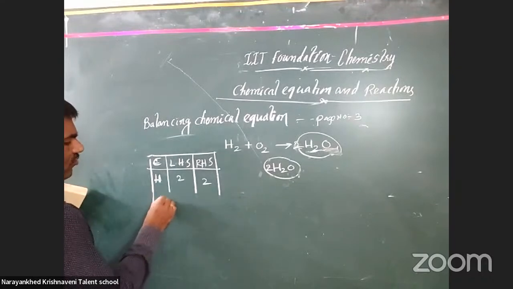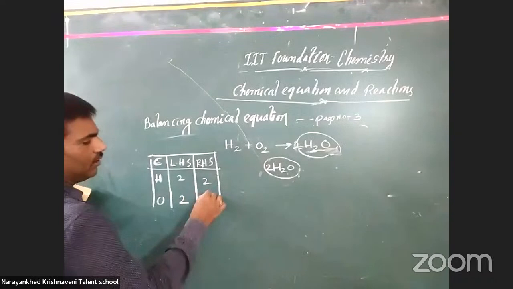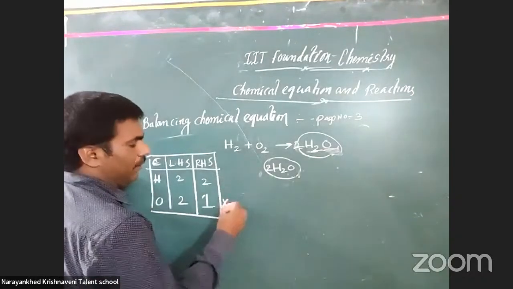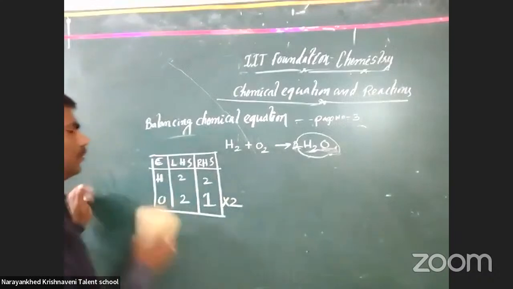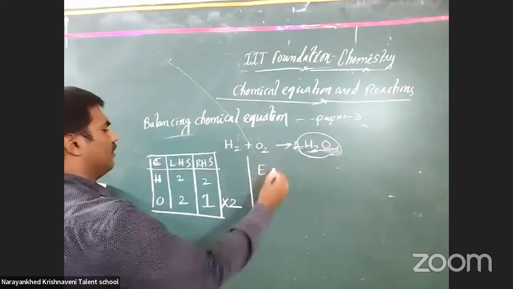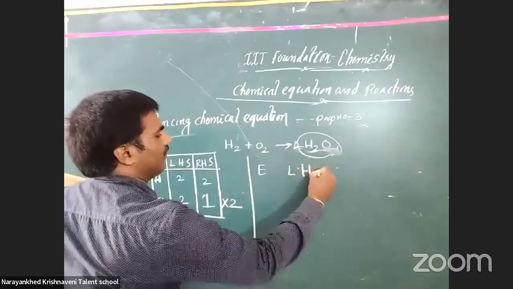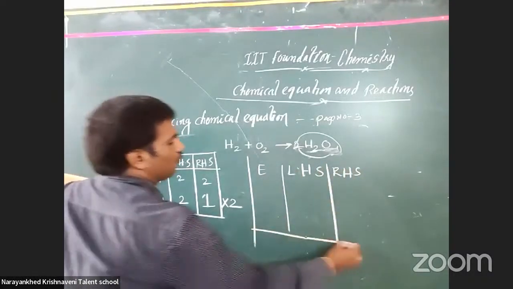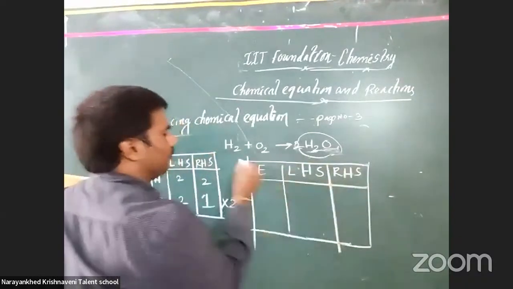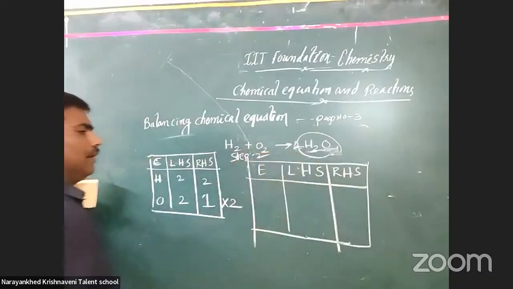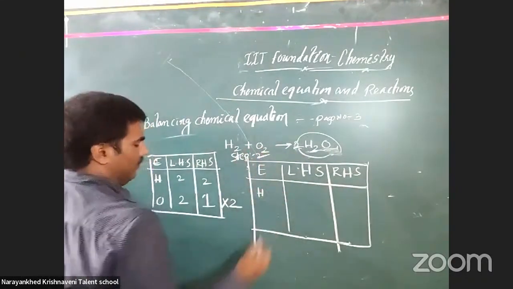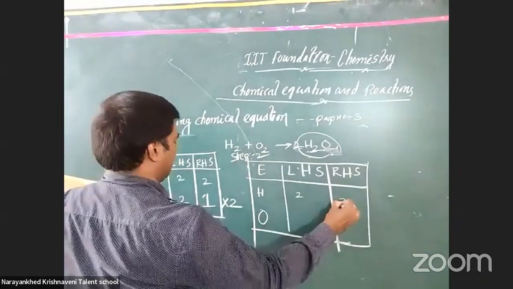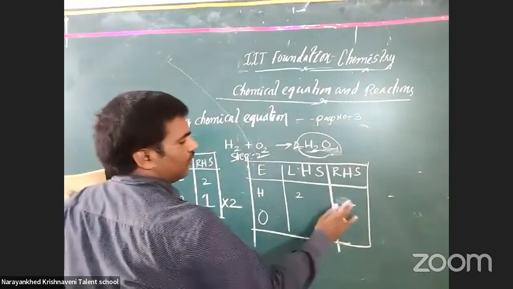Here it is about oxygen: it is 2 here, and here it is 1. Understood, all students? It is 1, and that's why you multiply with 2. Now one element is there, on the LHS as well as the RHS. In step 2, what do we have to do? Hydrogen is there, oxygen is there. Now what is the multiplication here? 2, and here also 2.